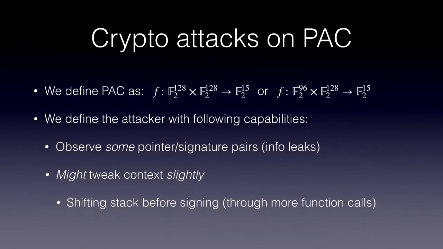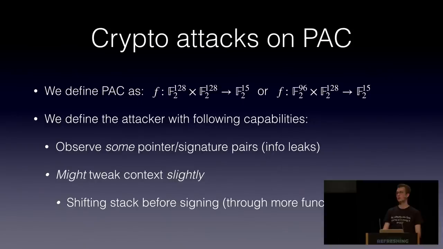All right, thank you. Microphone number two, your question. Hi, good talk. Could you go back to the capabilities of the adversary, please? So you said it can do basically two things, right? It can observe some pointers and some signature pairs. But why is this not an oracle?